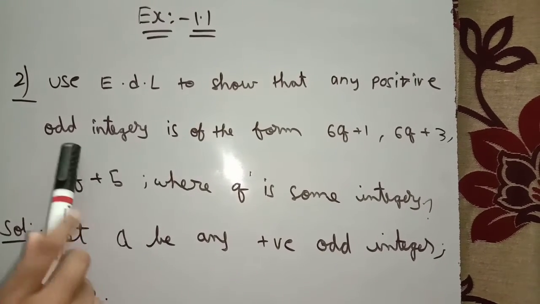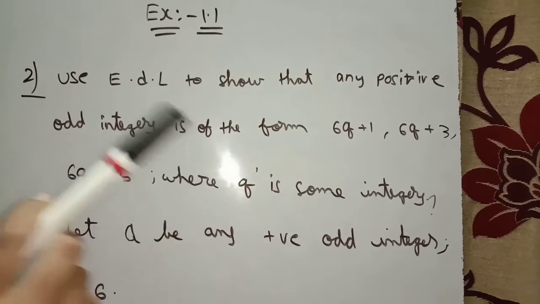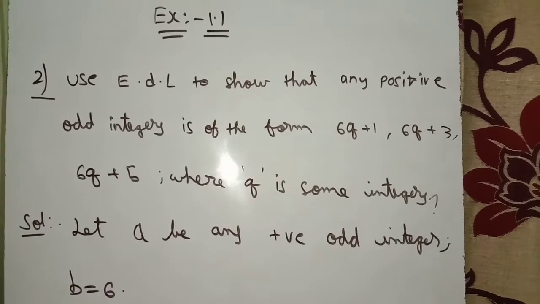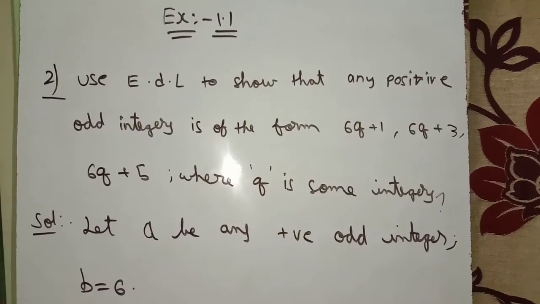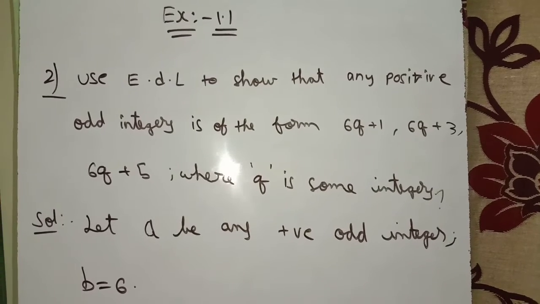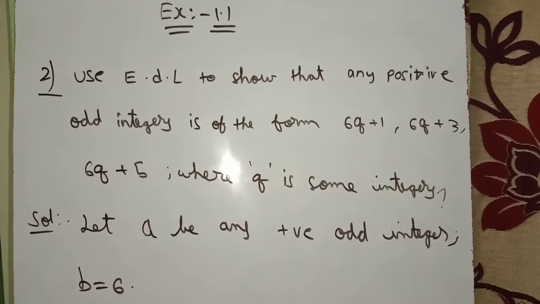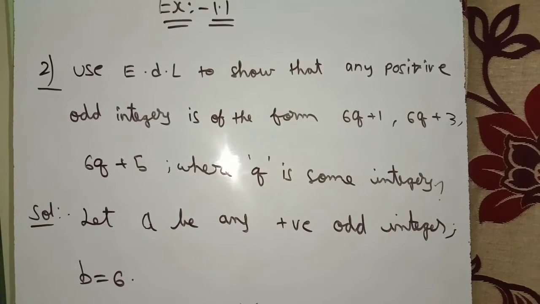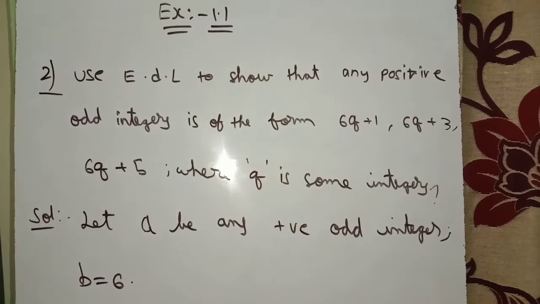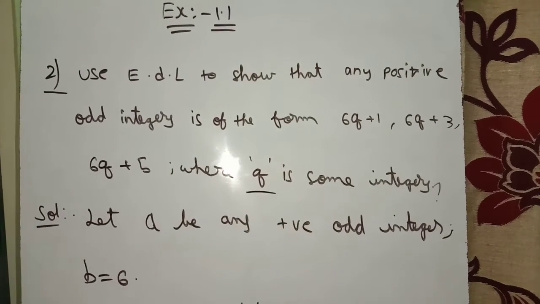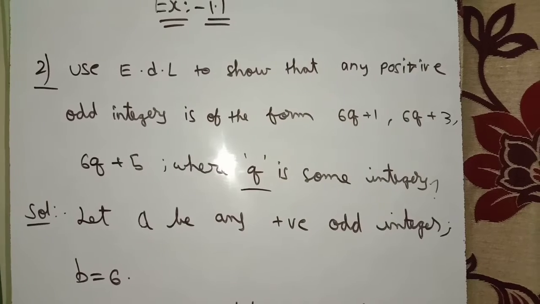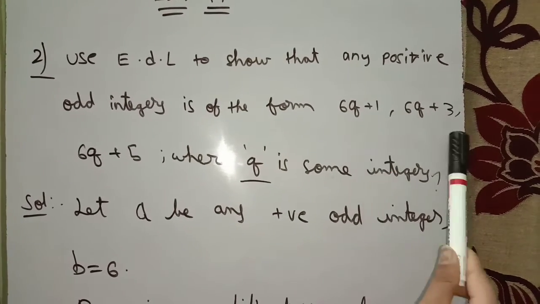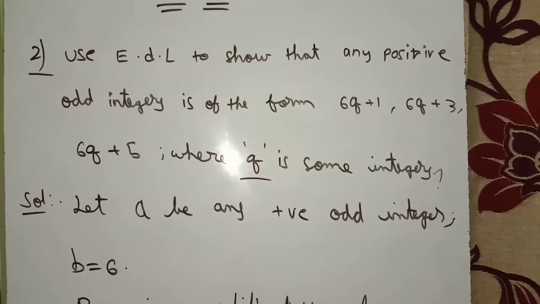Any positive odd integer is of the form 6q plus 1, 6q plus 3, 6q plus 5. We have to prove that all positive odd integers are of the form 6q plus 1, 6q plus 3 and 6q plus 5, where q is some integer. We can see the odd numbers 1, 3, 5 here. So let's start the solution.